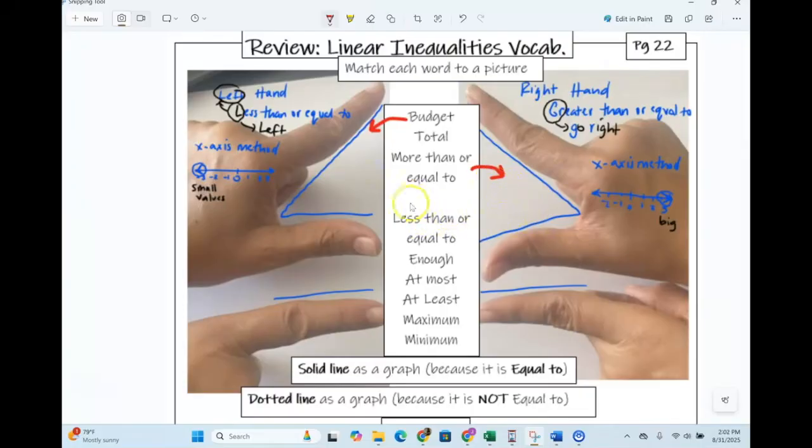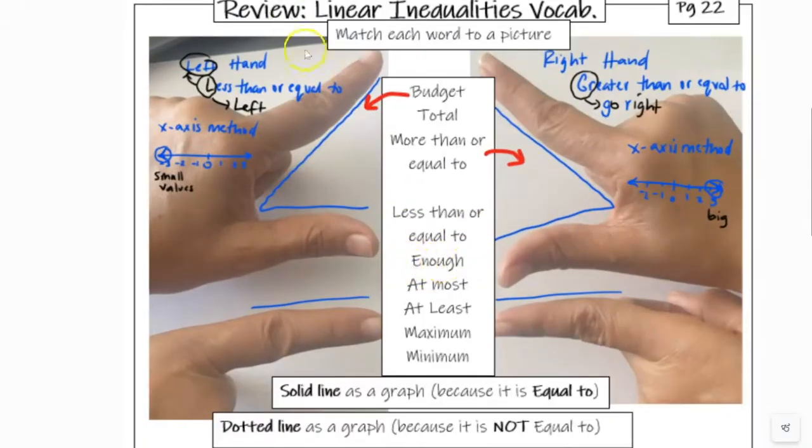All right, you go ahead and do this one. Enough. I don't have enough of a sentence to know what enough means exactly, so this one we're just going to cross out. I would need a full sentence to know what that means. Okay, I have at most. At most means I can have no more than. I have at most $20, so nothing more than $20. Can I have 21, 22, 23, 24? No, so it's not this side, it's this side. At most means $20 or less. Less again is left hand, smaller numbers than 20.